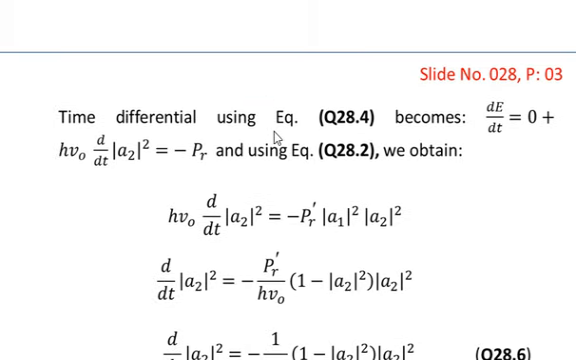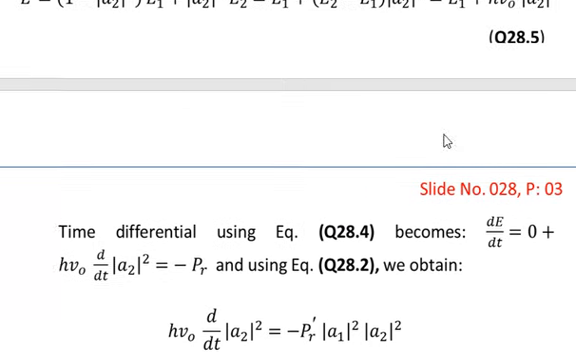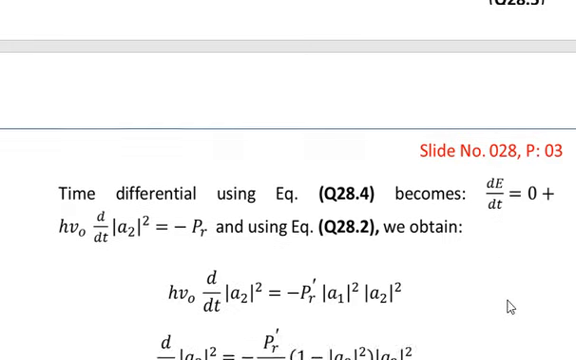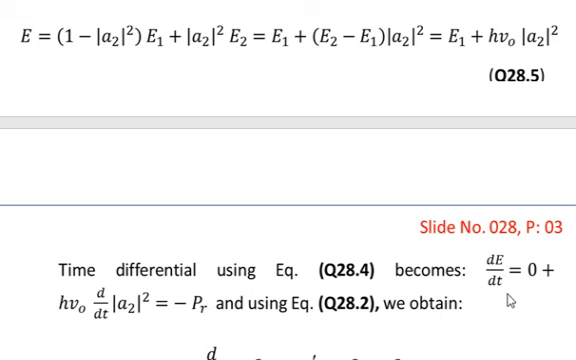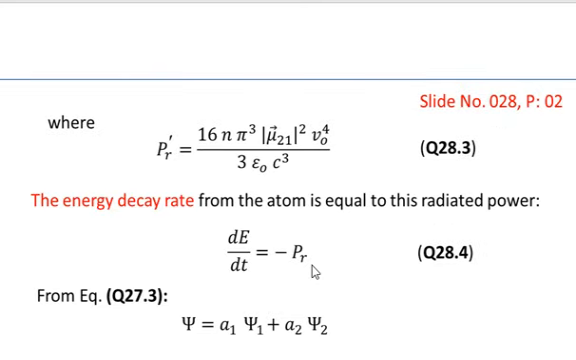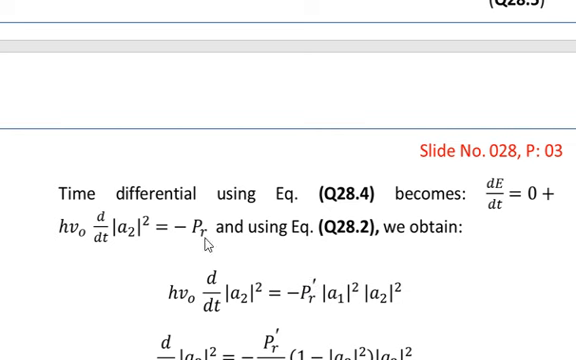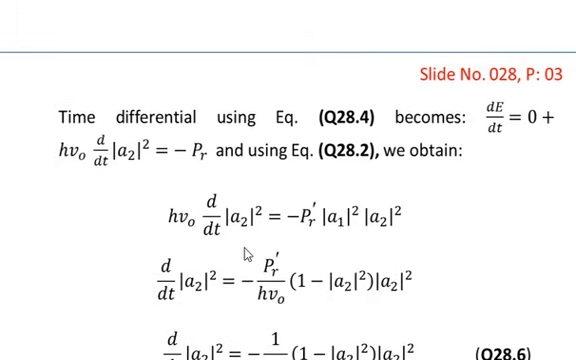The differential using equation 28.4 becomes, so we are taking the time derivative of E. The time derivative of E is given over here, that is dE over dt is equal to 0, because the time derivative of E1 is equal to 0, plus h nu naught into the time derivative of |A2|^2. And then we have set that equal to minus PR from equation number 28.4. So we have minus PR over here. And then we can write this expression in more elaborated form as given.